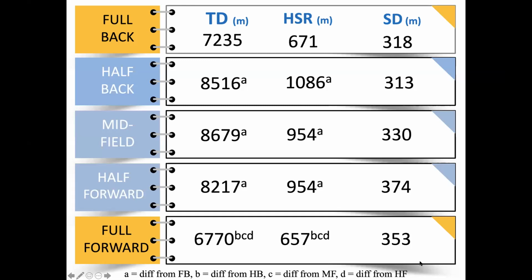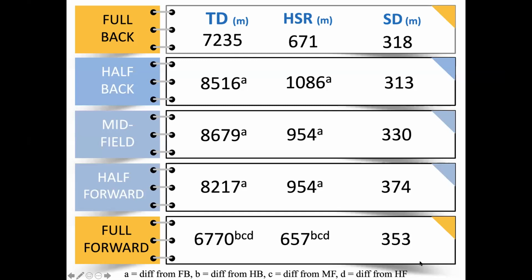So the total distance differs between positions, with the middle three positions, halfbacks, midfielders, and half forwards, highlighted in blue, covering more distance than the full back line and full forward line. Now, this kind of makes sense when we're looking at the game, because these middle three positions tend to move up and down the field, whereas the full forward line and full back line usually tend to stay closer to the goals. The full backs try to prevent goal scoring opportunities and mark the full forwards, and the full forwards try to score.